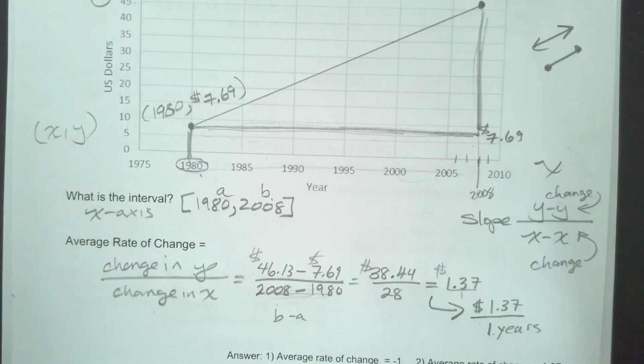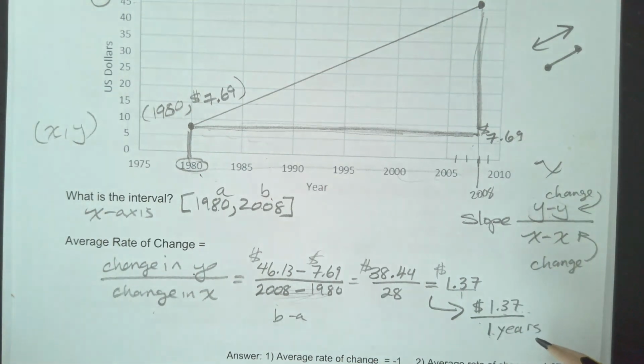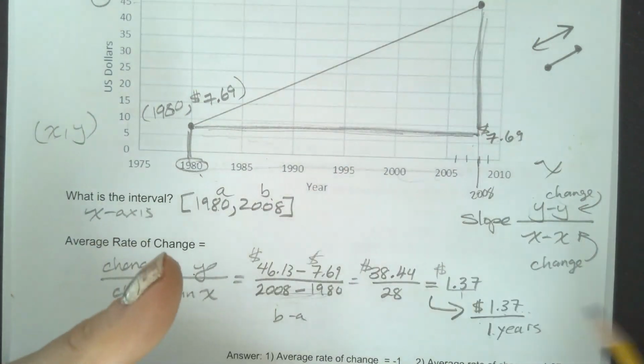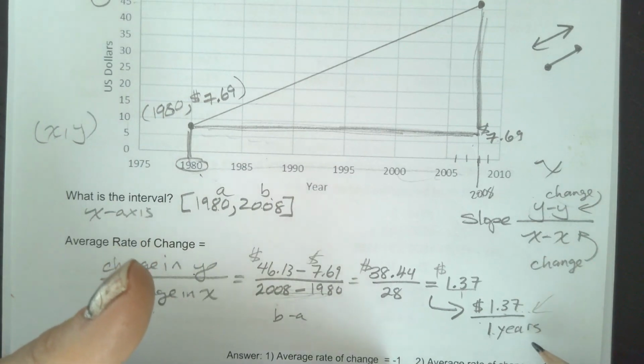Does it go up $1.37 every year? No. Maybe some years it goes up $5. Maybe some years it goes up $2. Maybe some years it doesn't go up anything. But the average approximate amount it goes up every year is $1.37. That's why we call it the average rate of change. On average, how much is it changing? It's changing about $1.37 every year.